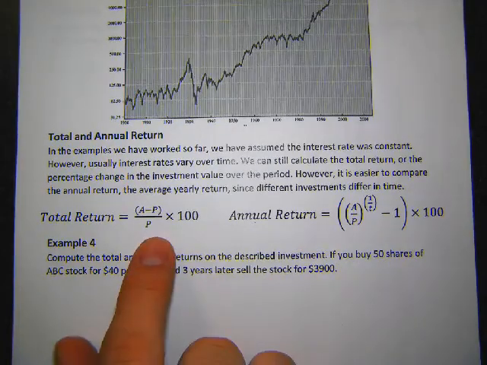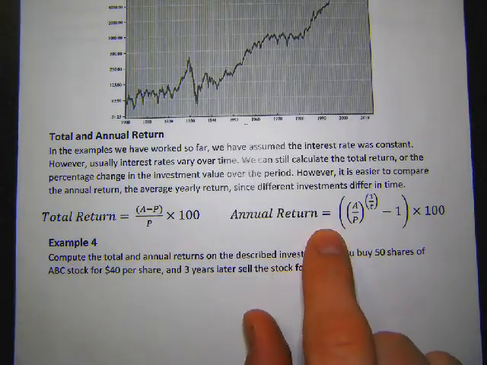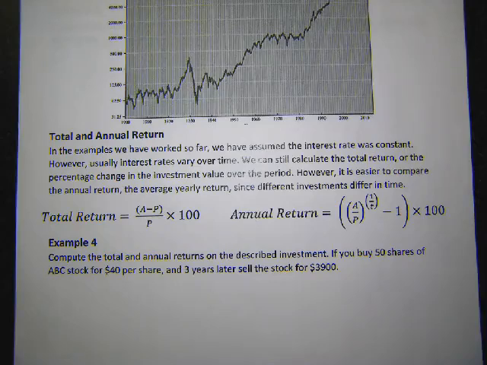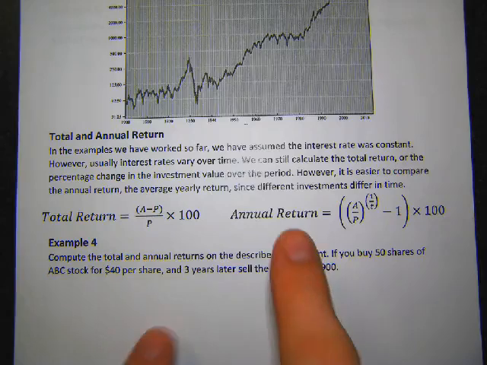So we got two formulas, one for total return, one for annual return. We'll use these whenever we buy and sell some kind of investment where we know the original price, and then we know the final sale price, and you can do annual if you know how much time it takes.